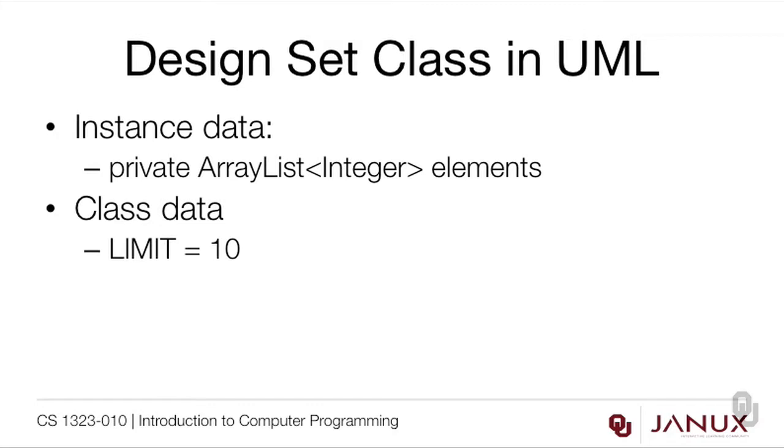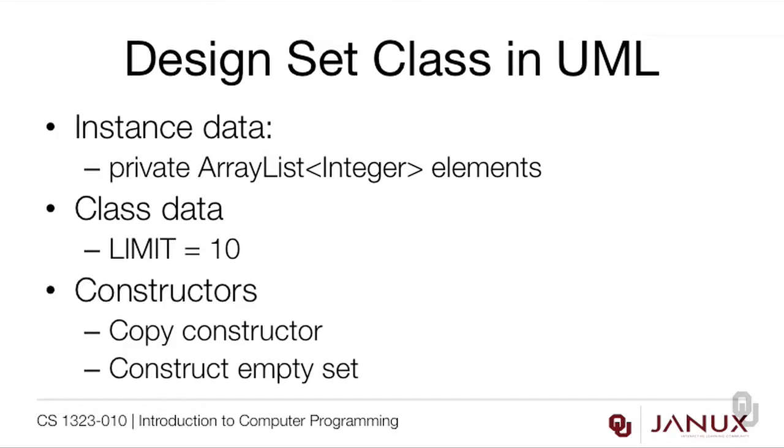For our class data, we're going to have a limit of 10. Now this is class data instead of instance data because it's going to be a constant. You can tell that I'm thinking of it as a constant because I've used all caps. We also need some constructors. We need something called a copy constructor that creates a copy of sets. You'll see why we need that in a few minutes. And you also need to be able to construct an empty set.